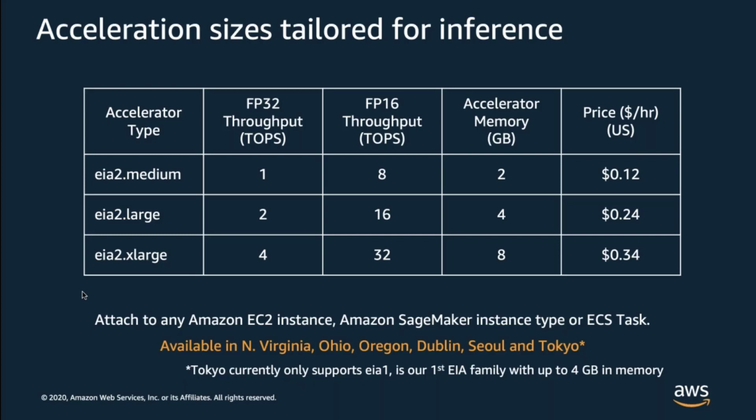Note that we have 2 EI accelerator families, EIA1 and EIA2. Our latest family of accelerators is EIA2, with twice the GPU memory of EIA1 at a lower price per hour than EIA1. Moving forward, we'll also extend EIA2 to other regions as well.